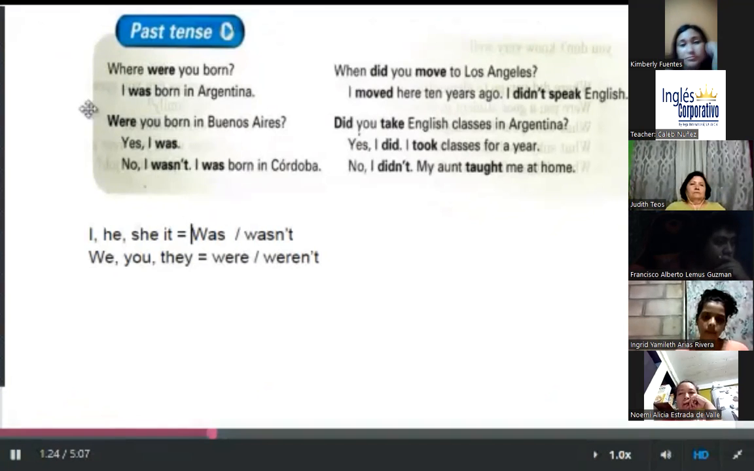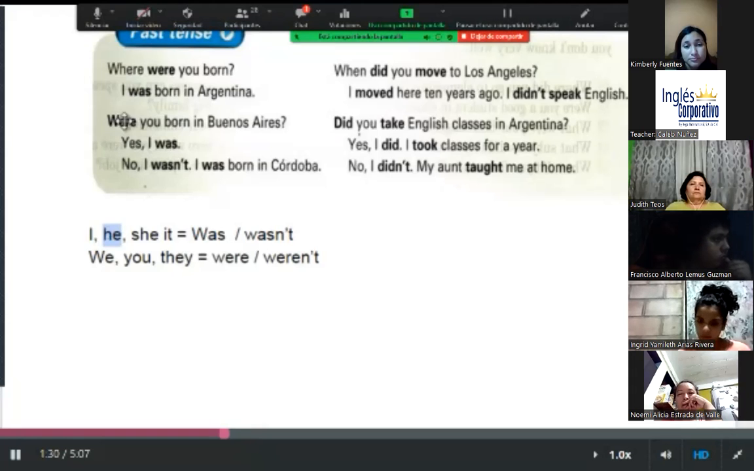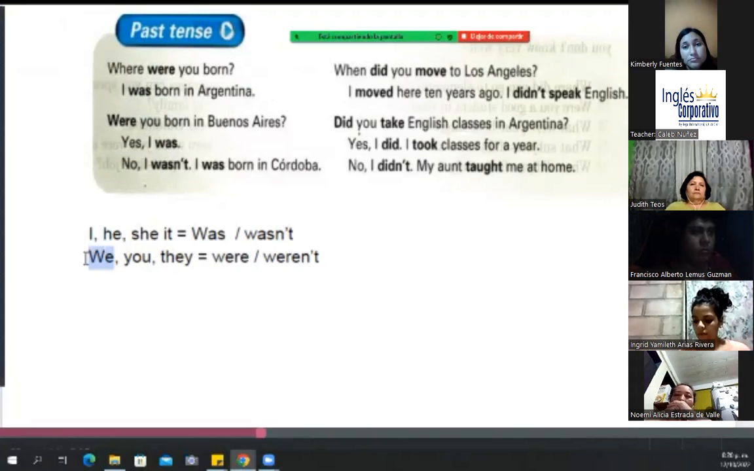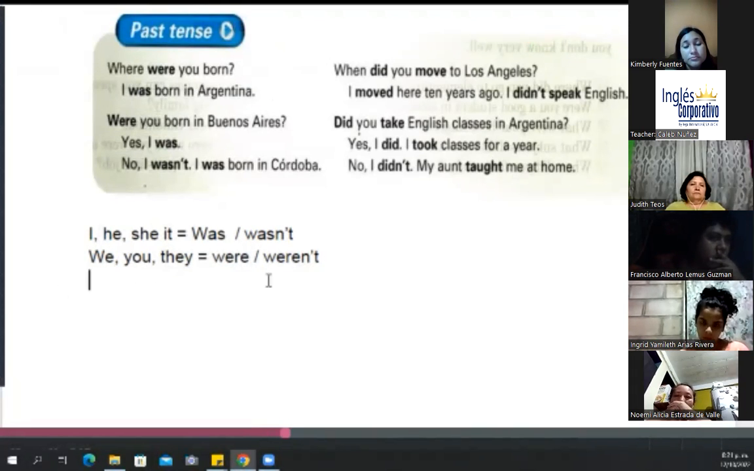So if we look at our example here at the top, I was born in Argentina. If I use another pronoun, let's say he, then I will say he was born in Argentina. If I were to use the pronoun she, then I would say she was born in Argentina. And obviously the same thing whenever we make a positive or negative sentence with the other pronouns. So if I were to talk about we, then we will say something like we were born in Argentina. You were born in Argentina. They were born in Argentina.